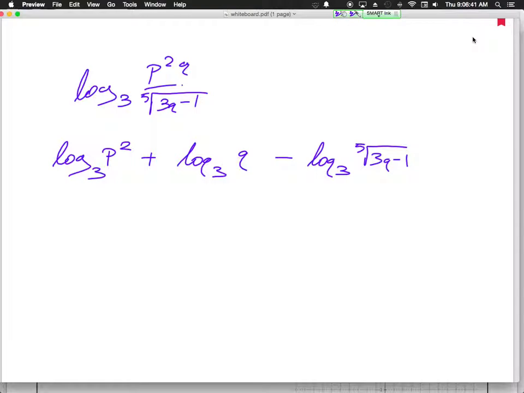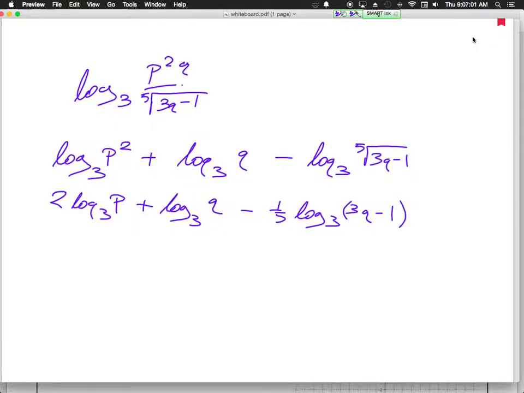Alright, so there's step 1. Step 2 is move my exponents. So I've got 2 log base 3 of p plus log base 3 of q minus 1/5 log base 3 of 3q minus 1. Now, I like to put that 3q minus 1 in parentheses over there. So make sure you know that 3q minus 1 is inside of the log.